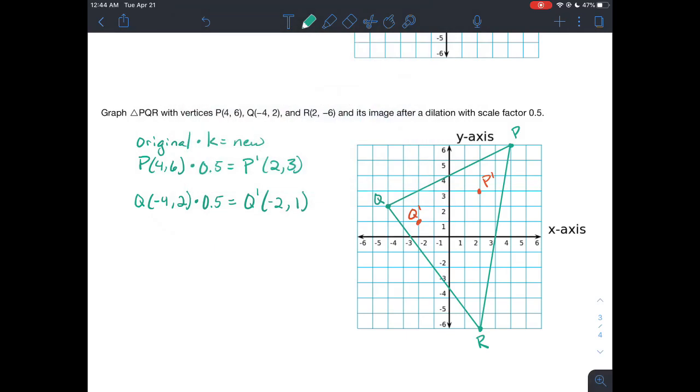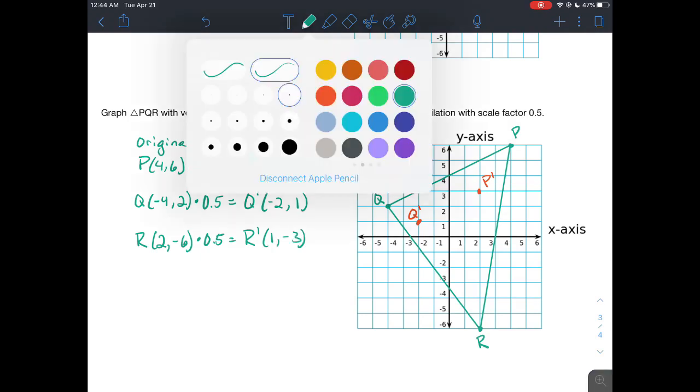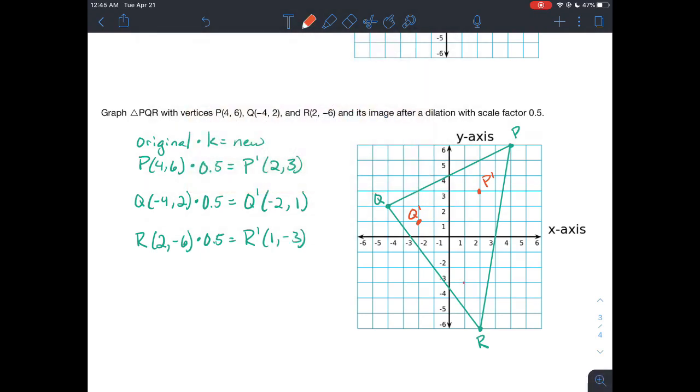And then the last point, R, is at 2, negative 6. So my original is at 2, negative 6 times scale factor 0.5 equals R prime. So half, original times half. Half of 2 is 1. Half of negative 6 is negative 3. So 1, negative 3 is R prime. Connect those dots. And the new orange triangle, P prime, Q prime, R prime, is half the size of the original triangle, PQR.